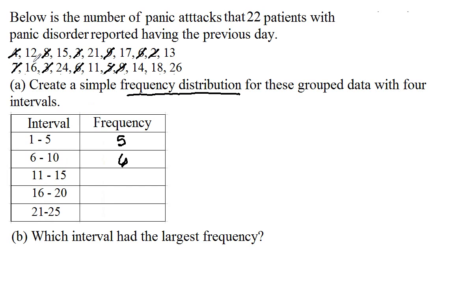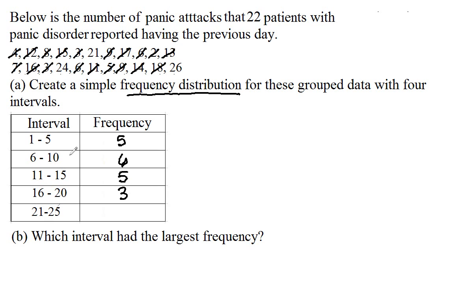11 to 15, so now we're looking for 11, 12, 13, 14, 15. So there's 1 value there, 2, 3, 4, and 5. So 5 values were in the interval 11 to 15. 16 to 20. So get that 21, that's out. Here we go. 17's in that range. That's 1, 2, 3. So 3 values in that range.